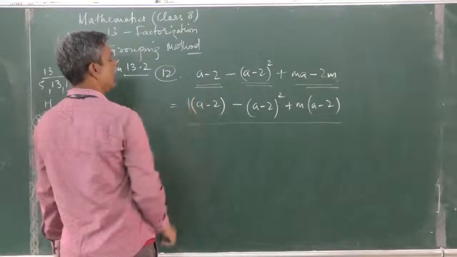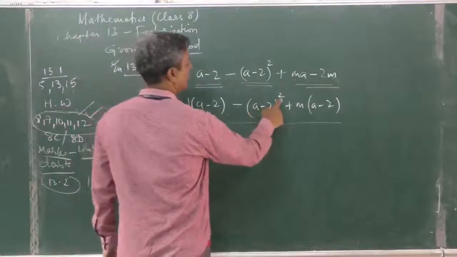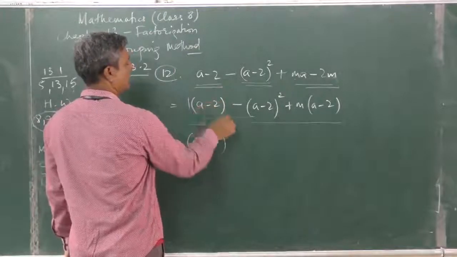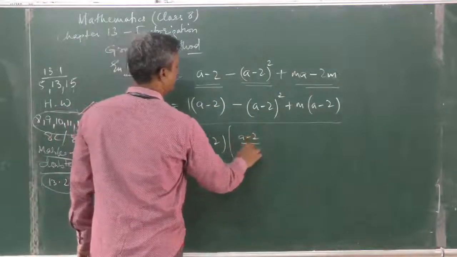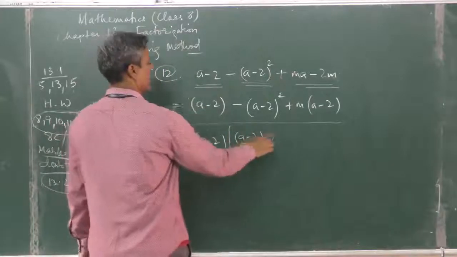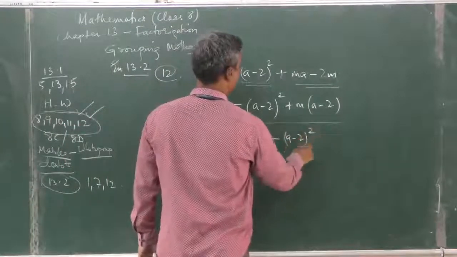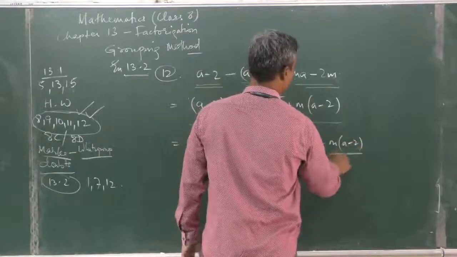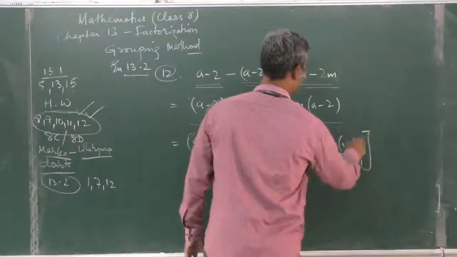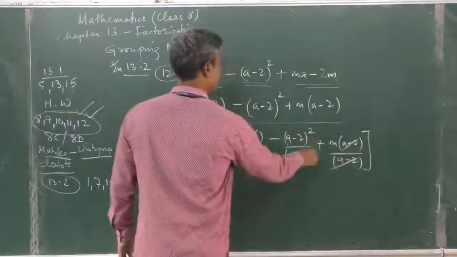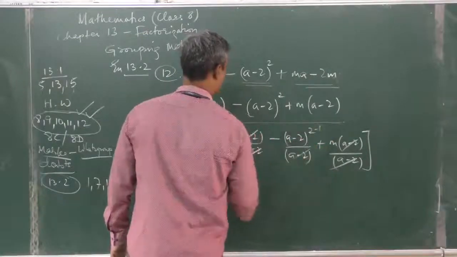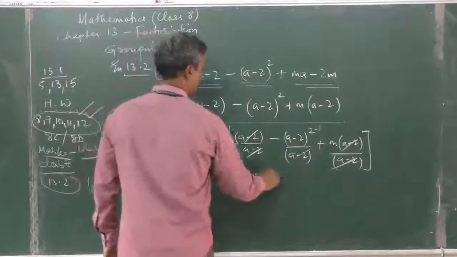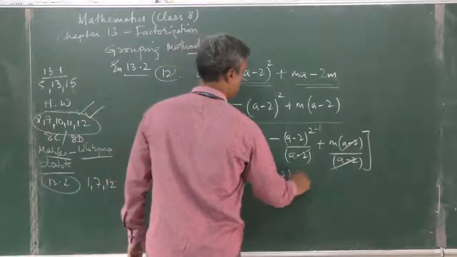Now, if you look at all three of these, what is multiplied here? 1. This is to the power of 2. So, I am going to take a minus 2 common. A minus 2 divided by a minus 2, minus a minus 2 whole square divided by a minus 2, plus m into a minus 2 by a minus 2. So this is the same, so we'll subtract the power. Answer, a minus 2, 1 minus a minus 2 inside brackets plus m.